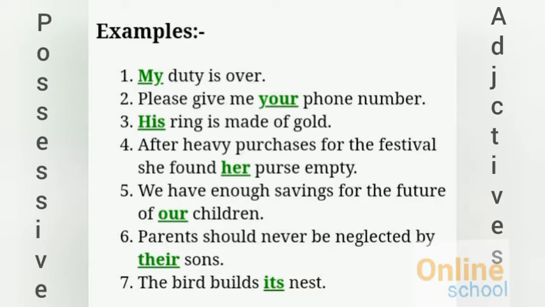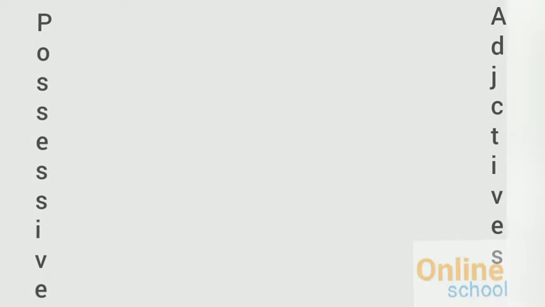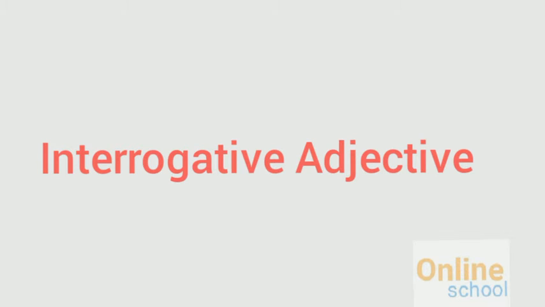Example number 1, my duty is over. Number 2, please give me your phone number. Number 3, his ring is made of gold. Number 4, after heavy purchase for the festival, she found her purse empty. Number 5, we have enough saving for the future of our children. Number 6, parents should never be neglected by their sons. Number 7, the bird builds its nest.